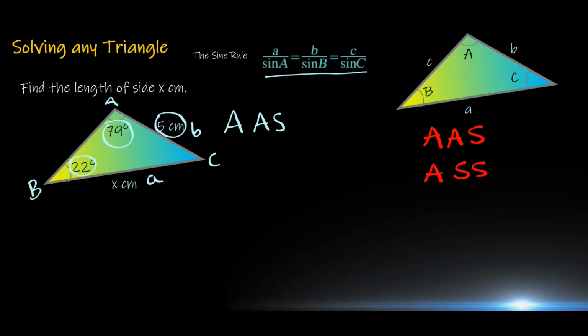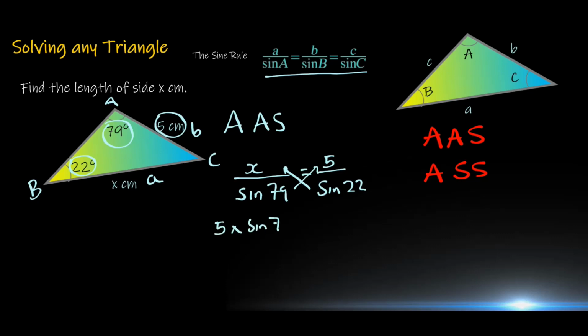My a is x, sine of angle A, which is 79 degrees, equals b, which is 5, over sine of B, which is 22 degrees. I want to solve for x, so the first thing I want to do is get rid of the fraction. So I can cross multiply: 5 times sine of 79 equals x times sine of 22.